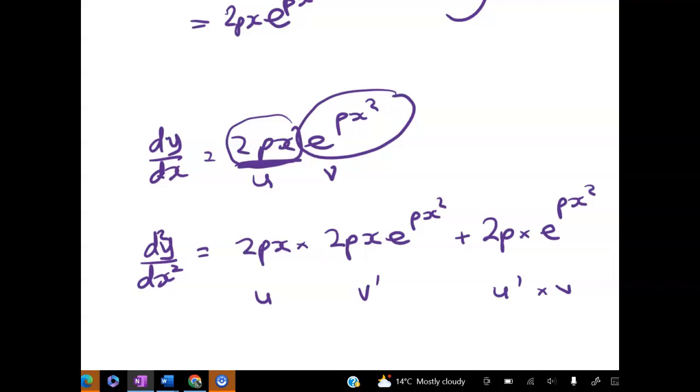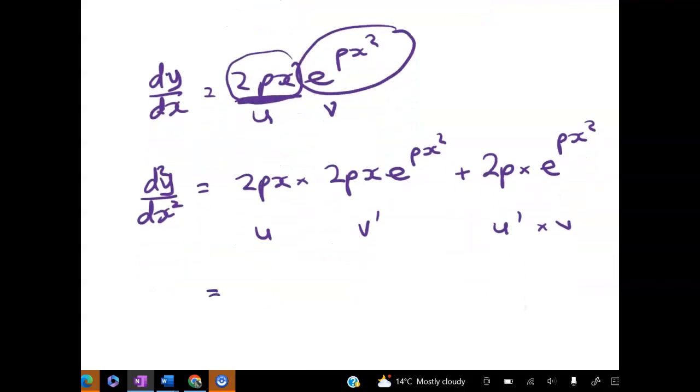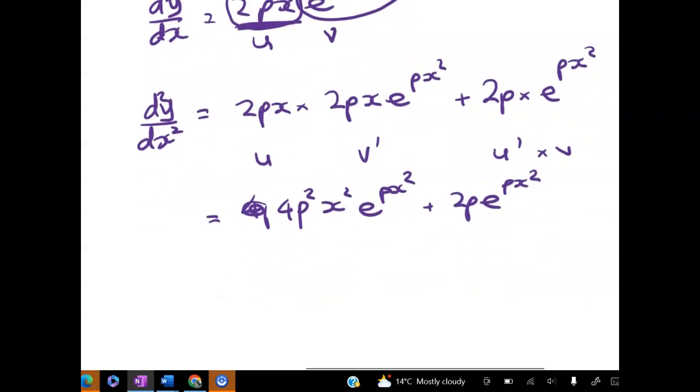So usually the strategy here is going to be to clean it up and to factorize. So we have 4p squared x squared e to the px squared plus 2p e to the px squared. Looking at this, you can see that we've got a common factor here, and we've also got some kind of common factor with the 4 and the 2 and with the p stuff. So there's a lot of common factoring that we can do.